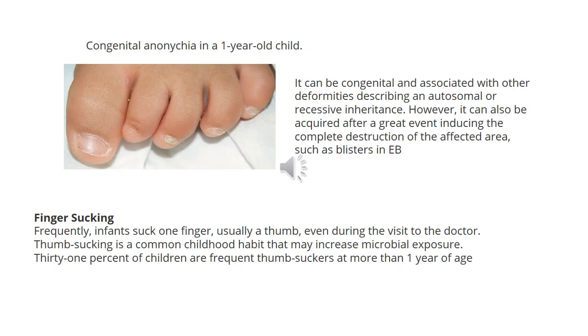You see congenital anonychia in a 1-year-old child. You see hypoplastic or sometimes absent nail. It can be congenital, associated with other deformities, describing autosomal recessive inheritance. It can also be acquired after a great event inducing complete destruction of the affected area, such as blisters of epidermolysis bullosa. There is a condition called finger sucking.